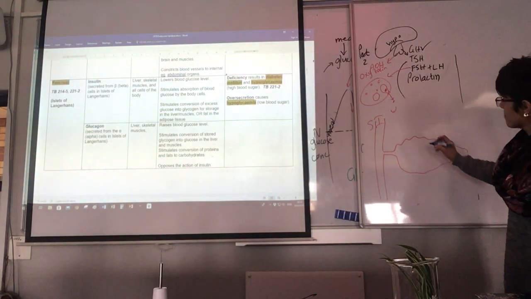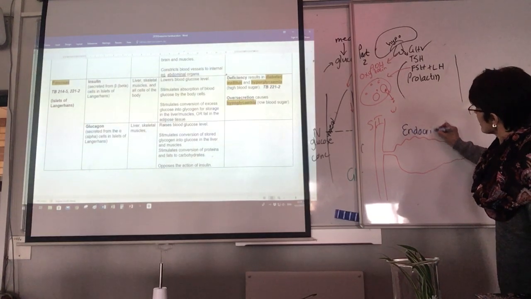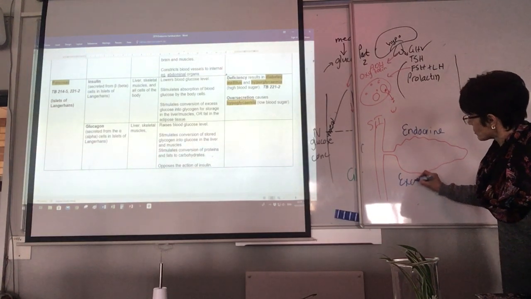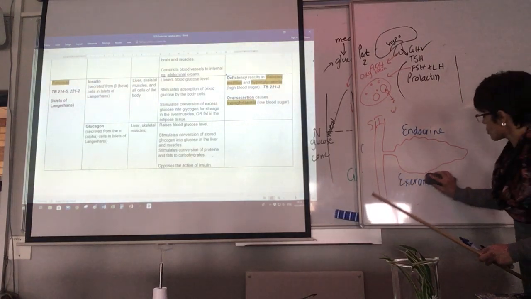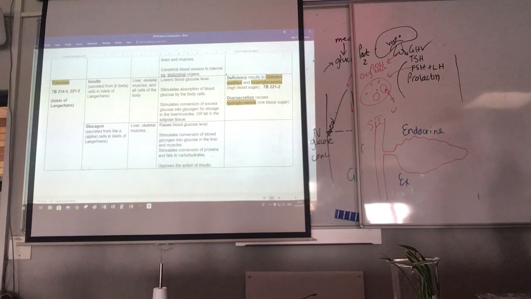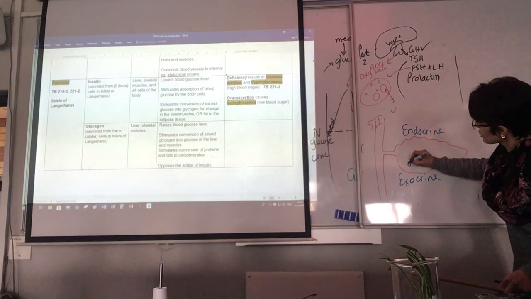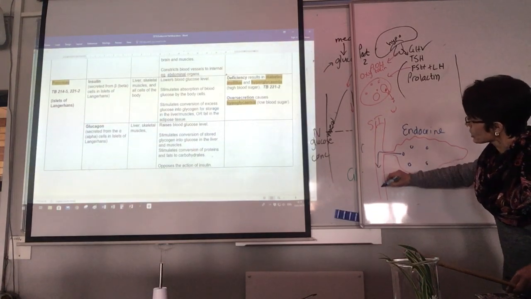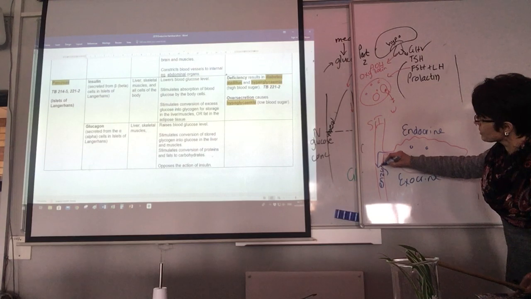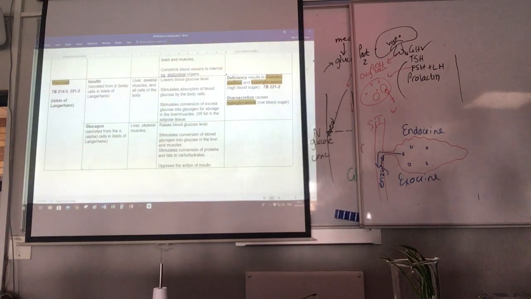So the pancreas acts as both an endocrine gland and an exocrine gland, and we need to be familiar with its endocrine function. Okay, so endocrine and exocrine. There are patches of cells in the pancreas that secrete enzymes, which then pass through the pancreatic duct into the small intestine to help digest your food.